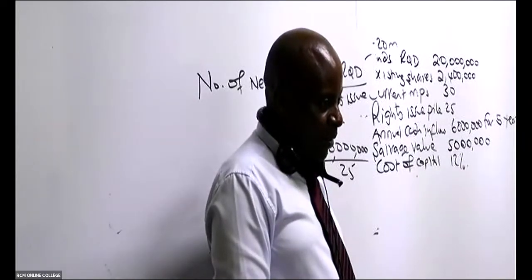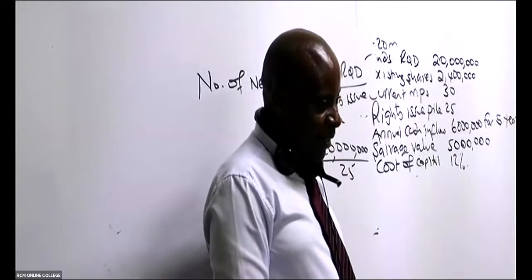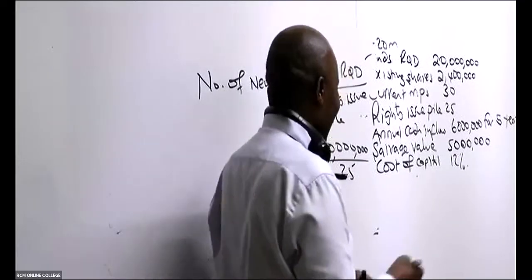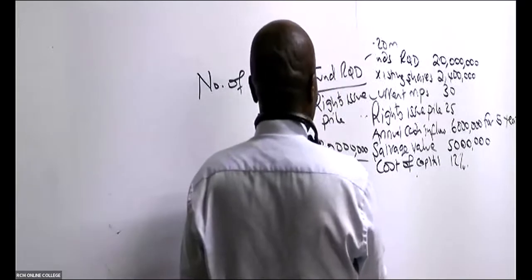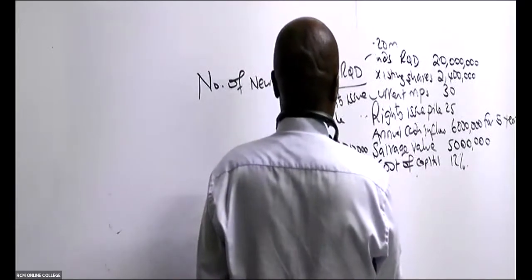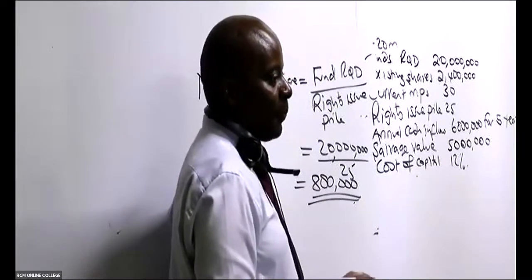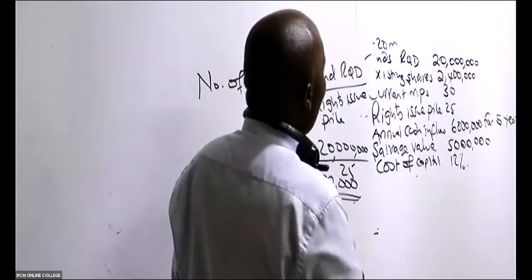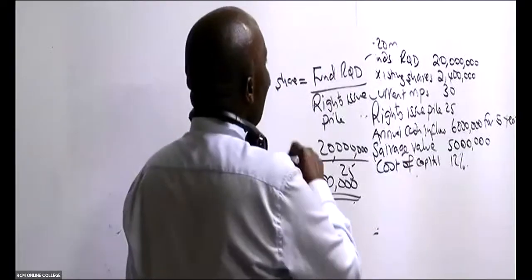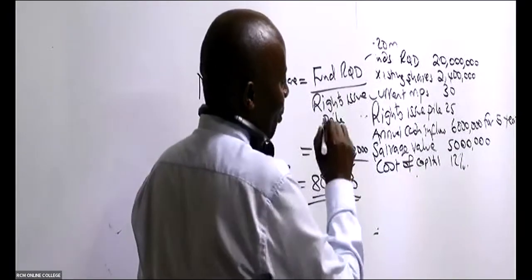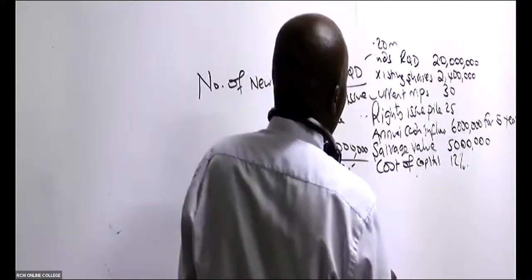8,000? 80,000? No, use a calculator. 800,000, isn't it? 800,000, like that. So after you get this, you should be able to give us now the number of rights.